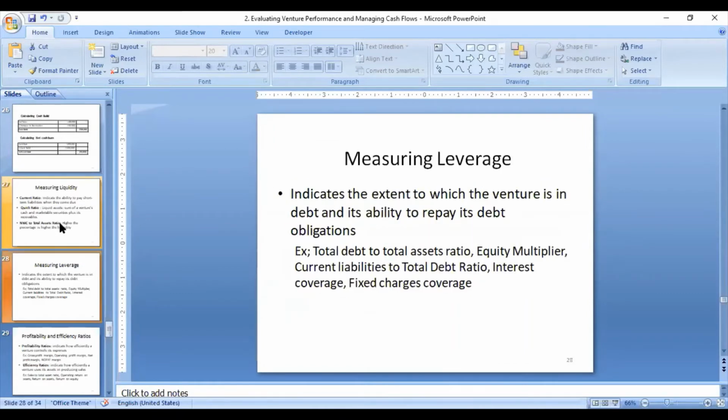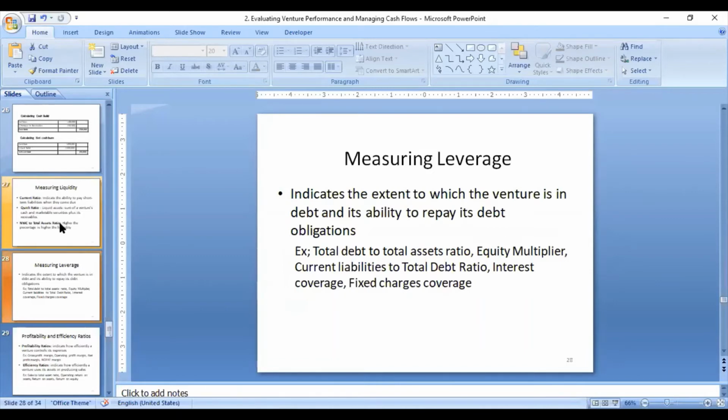Let's come to leverage. Actually, these leverage ratios we can normally calculate only after the venture gets some debt financing. That means they have moved into the rapid growth stage. Normally, debt financing starts at the rapid growth stage. Otherwise, you can't calculate the leverage ratio.